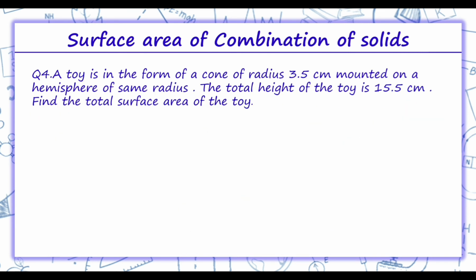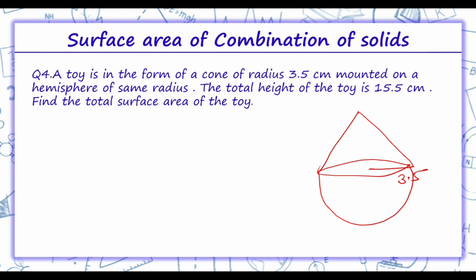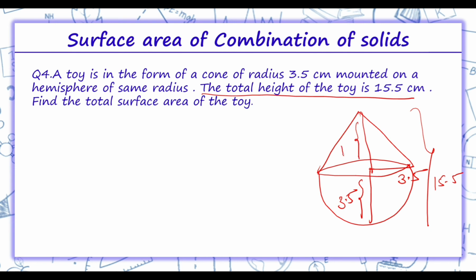Question is, a toy is in the form of a cone of radius 3.5. This is cone whose radius is 3.5, mounted on a hemisphere. This is hemisphere. So height of hemisphere will be 3.5. Total height of the toy is 15.5. This is total height. So the height of cone, it will be 12. Now we have to calculate total surface area of the toy.